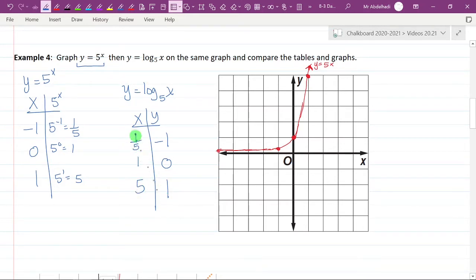All right, and let's graph this now. We'll do this in a different color. We'll do this in blue now. Okay, so 1/5, -1. So over here, we'll go to 1/5 of a box over to the right, and then down 1. So that's around here. We have 1, 0, which is actually right there.